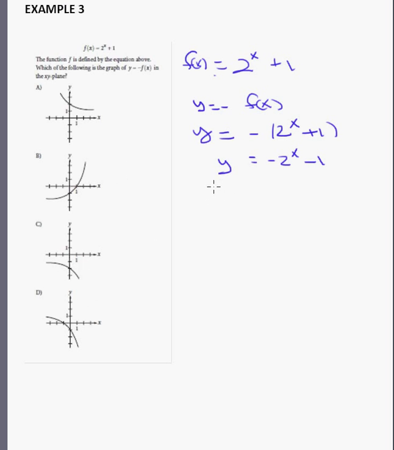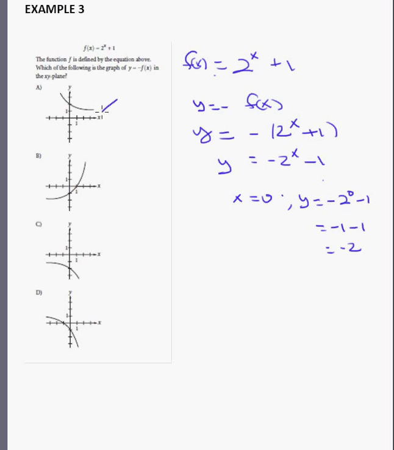So for instance, when x is equal to 0, we know that our y will be equal to minus 2 to the power 0 minus 1, which will be equal to minus 1 minus 1. You notice 2 to the power 0 is equal to 1, so it becomes minus 2. So let's go and check out.